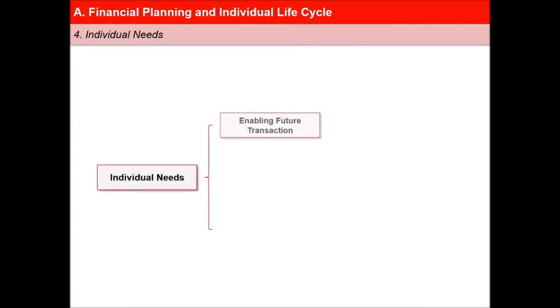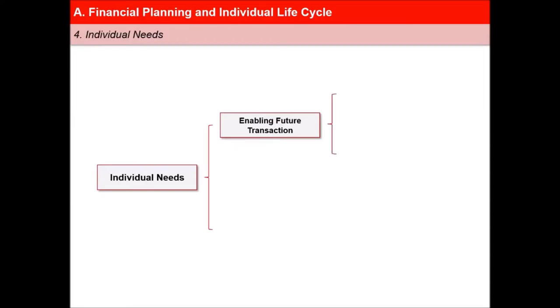If we look at the life cycle, we would see that three types of needs can arise. First is the enabling future transaction. The first set of needs arise from funds that are needed to meet a range of anticipated expenditures that are expected to arise at different stages of the life cycle. There are two types of such needs.